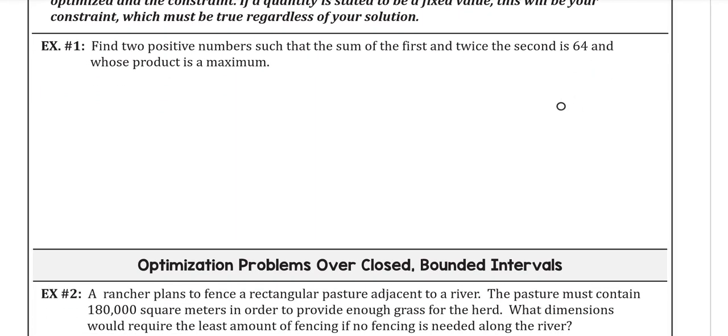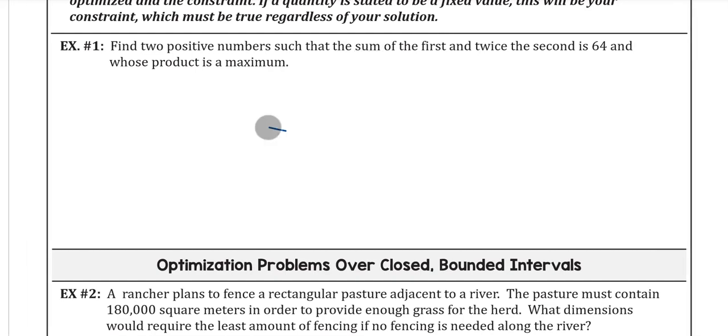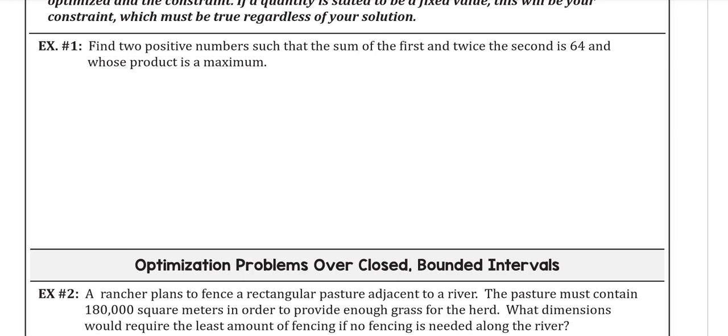Okay, so number one, we are to find two positive numbers such that the sum of the first and twice the second is 64, and whose product is the maximum. What I want to point out here is that we have two different pieces of information. The first one is this sum. The sum right here, that is our constraint. But we want the product to be a maximum. That is what we're optimizing.